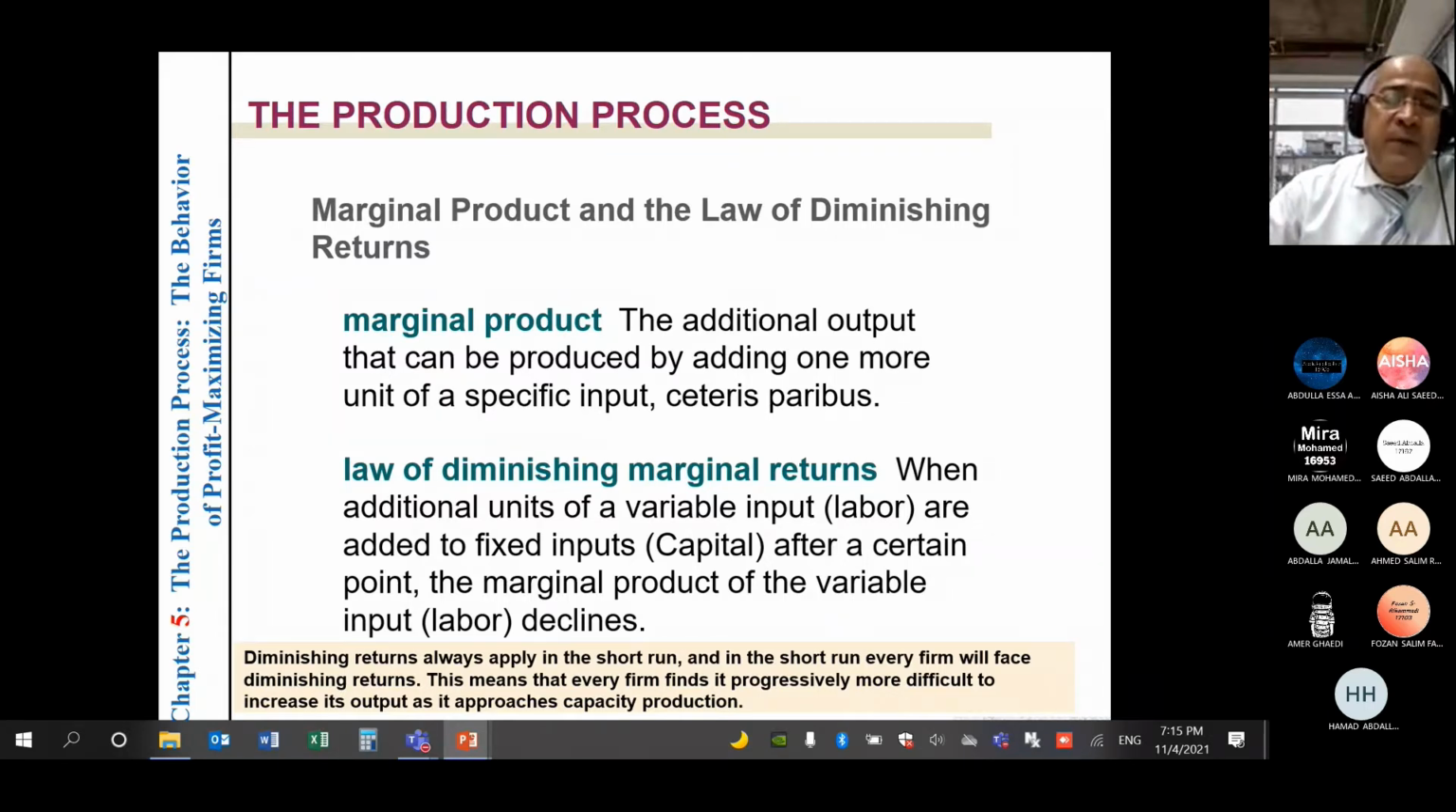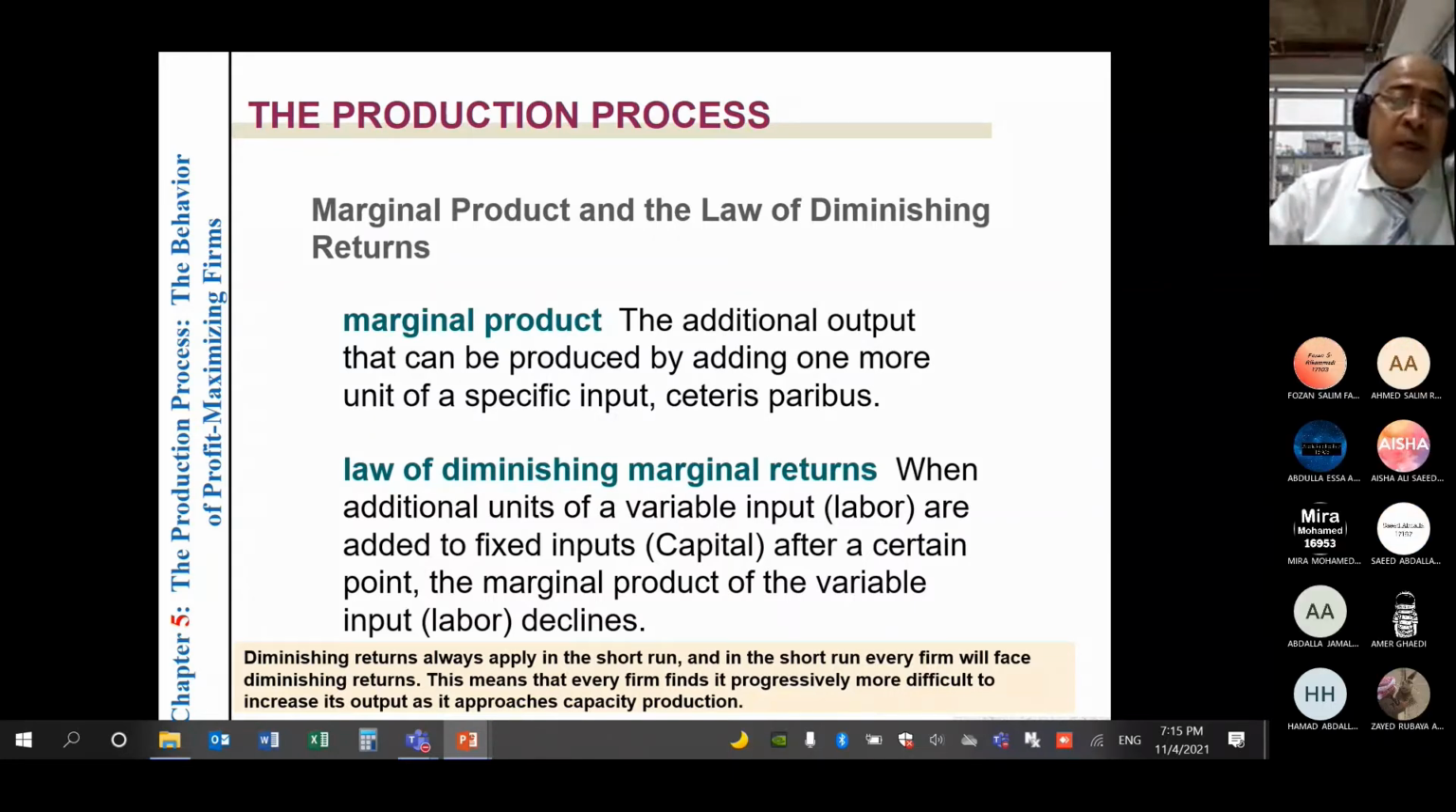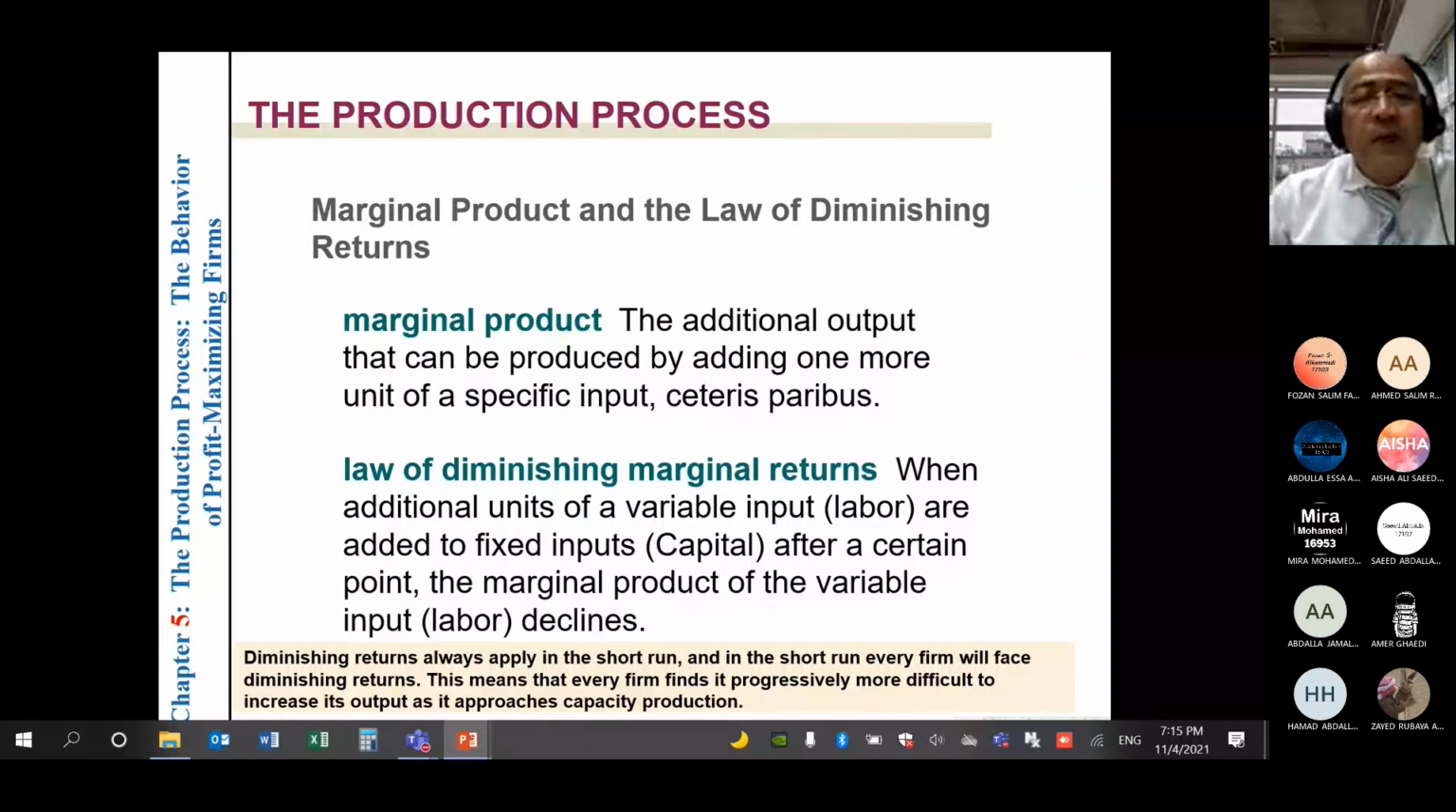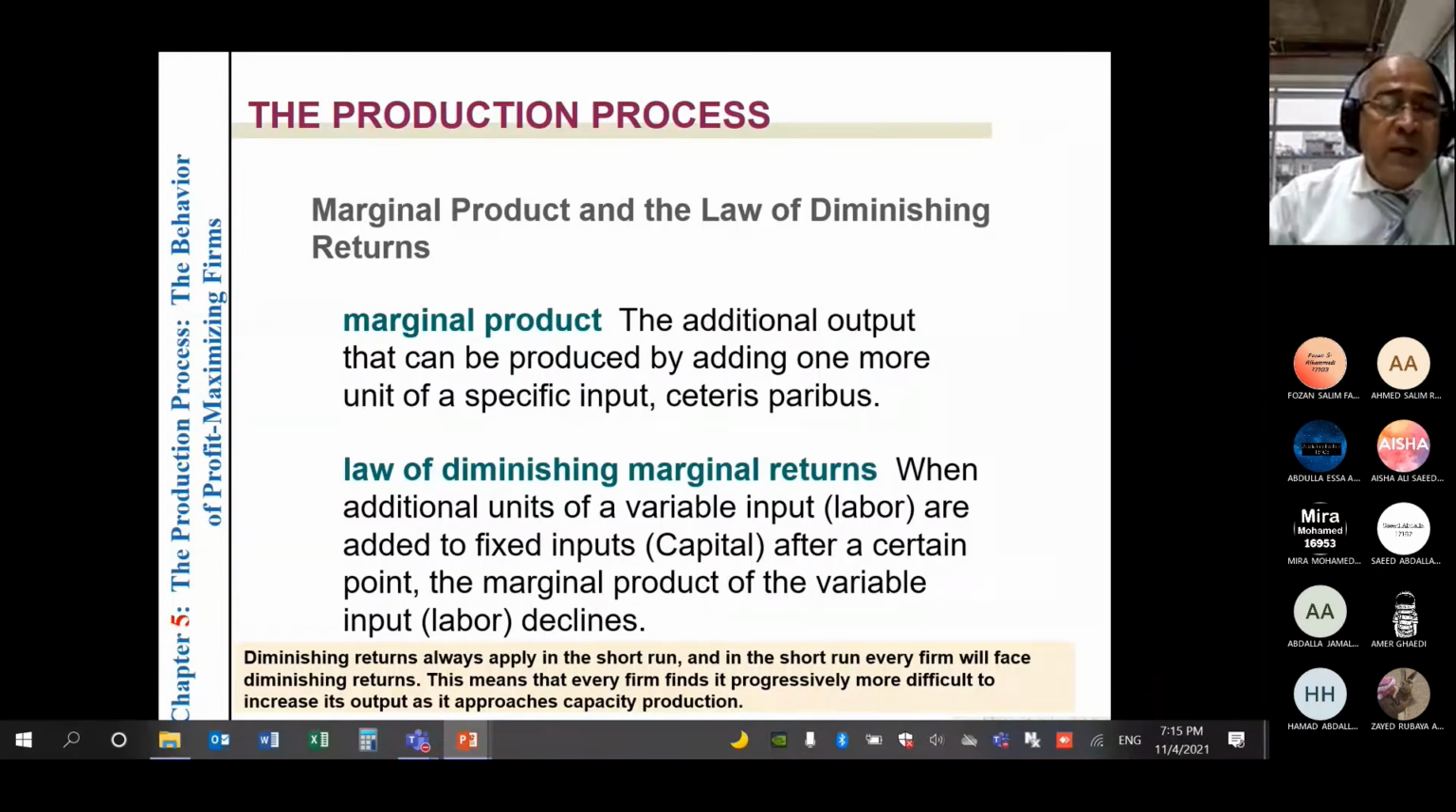So for example, output increased from 10 to 25 due to an increase in labor from 1 to 2. So we say 15 divided by 1 equals 15. So the productivity of the second worker equals 15 sandwiches per hour. That means the second worker caused output to increase by 15 units.